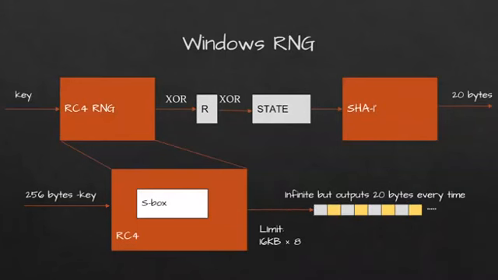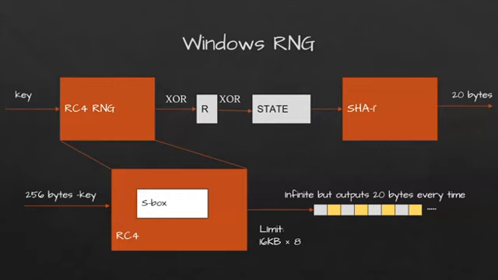So next I'm going to talk about the Windows random generator. This shows the general structure of the Windows RNG. It uses the RC4 cipher. RC4 is a stream cipher. And as you can see here, RC4 has an S-box, and it can generate infinite outputs. And this is a random stream. Usually this random stream is used to encrypt the plaintext. And of course, here we don't have a plaintext.